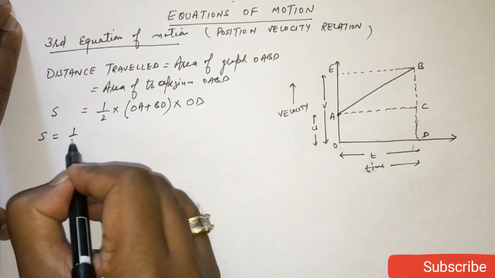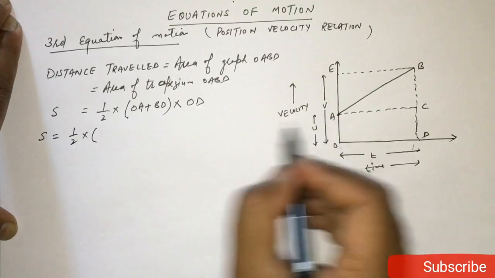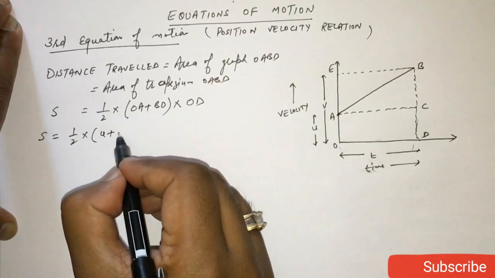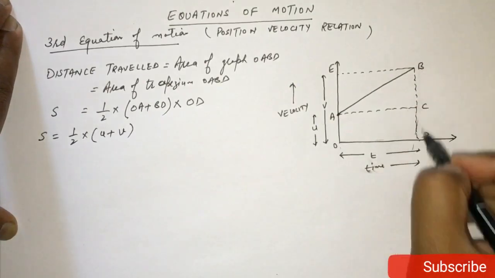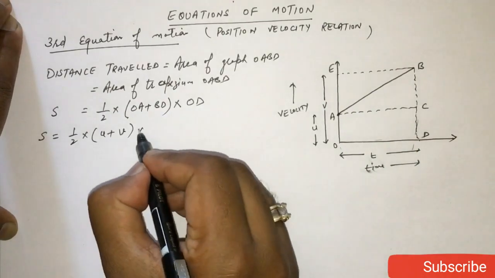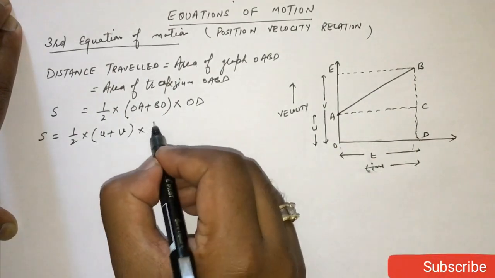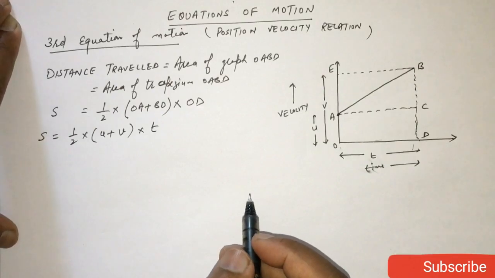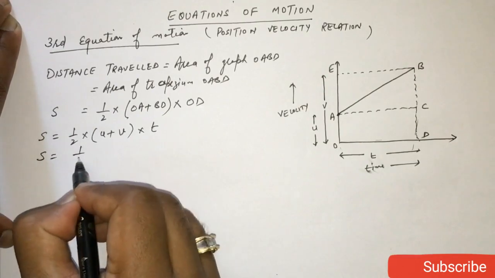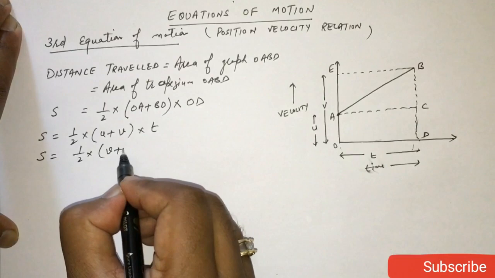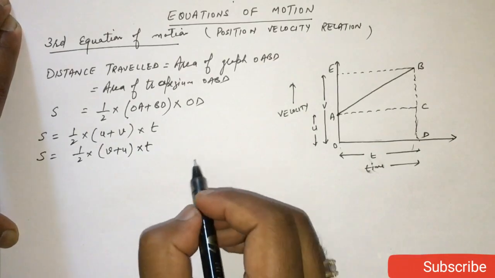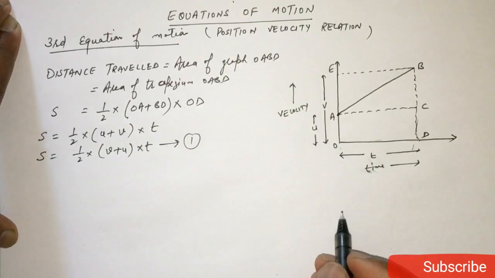S is equal to half, OA is U, BD is the final velocity V, into the value of OD, which is time t. Clear? Or you can write it like this, half into V plus U into t. Let me call this equation number 1.